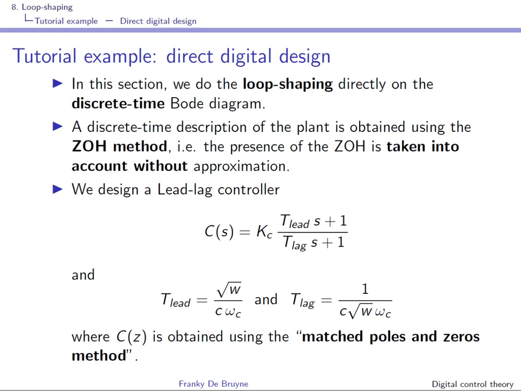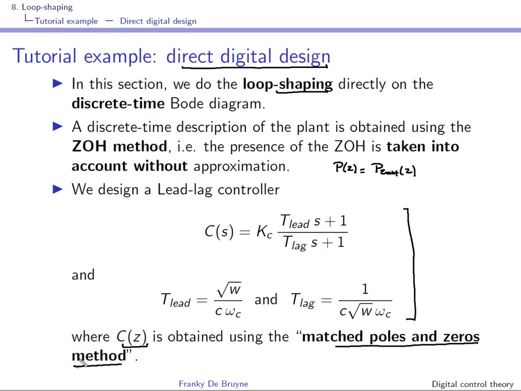So in this subsection we do the design directly in the digital world. We do the loop shaping based on a discrete time Bode diagram. For that we need a description of the process that takes into account the zero order hold mechanism, and what we'll do is use our continuous time controller structure and transform it to a digital controller using the matched poles and zeros method.